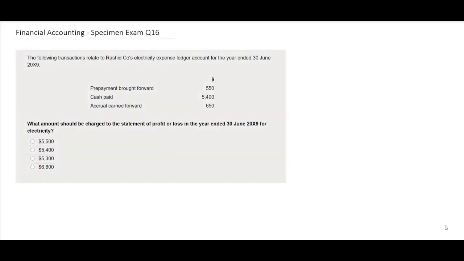In this question, you are being asked what amount should be charged to the statement of profit and loss in the year ended 30th of June 20X9 for electricity. In order to calculate this, they have given us Rashid's electricity expense ledger account for the year ended 30th of June 20X9. And we can see that we have a prepayment brought forward for $550, cash paid for $5,400, and then an accrual carried forward for $650.